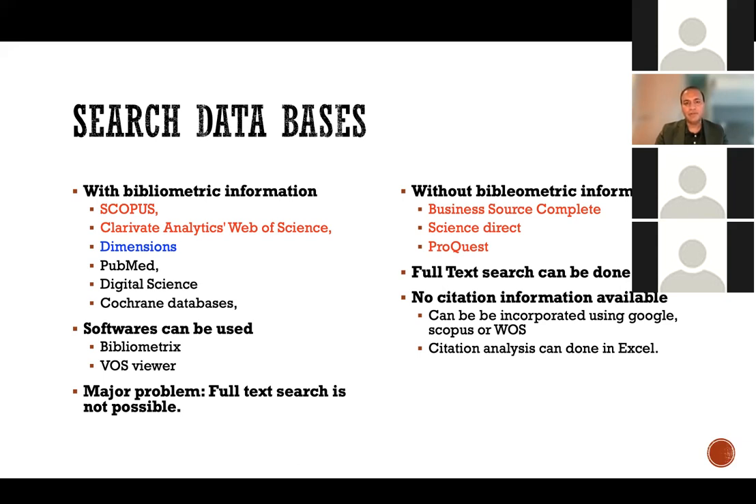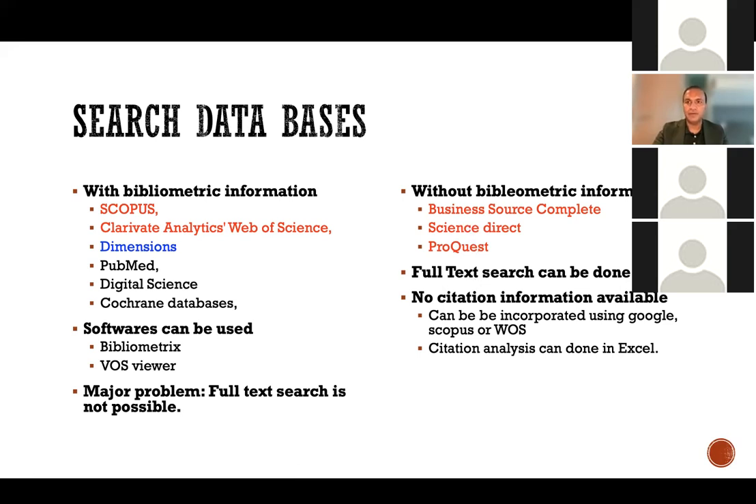But if somebody wants to do a full text search, then they can use, for example, Business Source Complete, ScienceDirect, and ProQuest. These are databases where you can actually search inside the article for some terms or to identify relevant articles. But the main issue with these databases is that you do not have any citation information. They will give you the full text as well, but they will not tell you how many times an article has been cited. But of course, you can still use them.